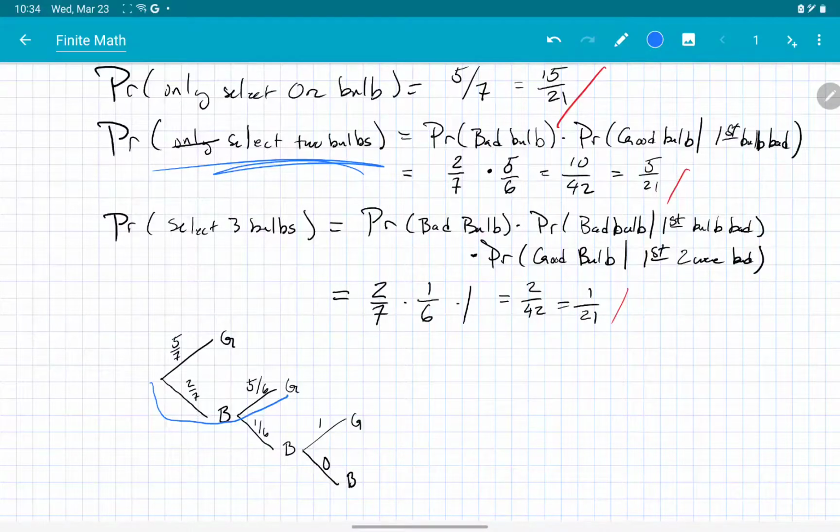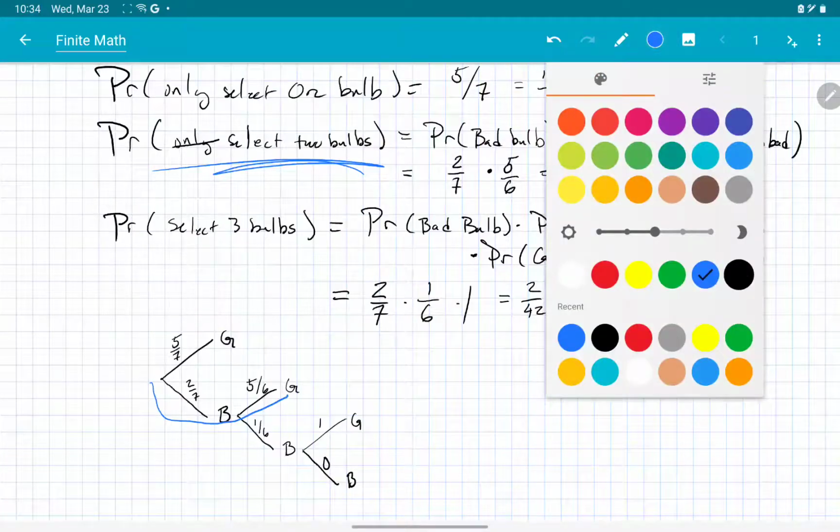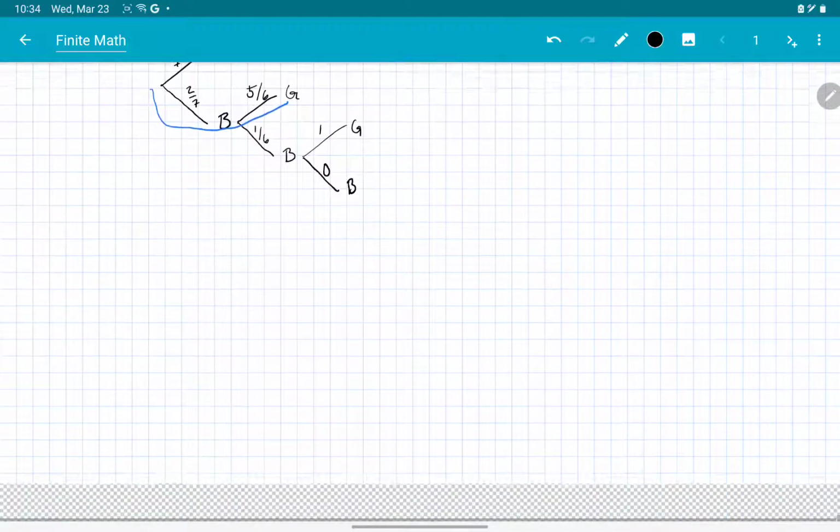Any questions about this problem? Okay, this third one is the most interesting application of these sorts of ideas.